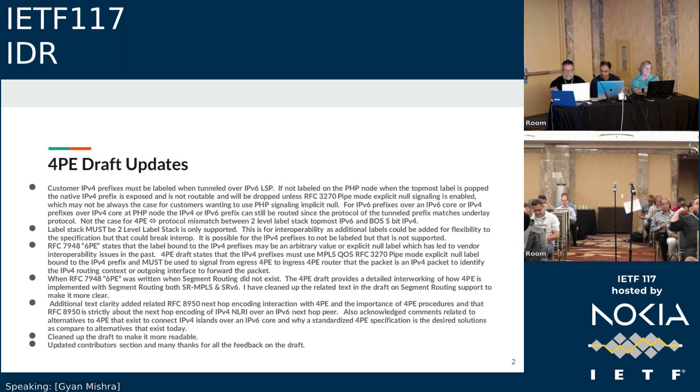The reason for that is it gives flexibility to have the service label be either labeled or unlabeled. Also, because we're carrying IPv4 prefixes, so IPv4 NLRI, over an IPv6 next hop using PHP mode, if explicit null wasn't a requirement, once that topmost label is popped on that PHP node, the packet would be dropped. Thus the requirement for the explicit null. There was some other cleanup that I've done in the draft, and I believe the draft is ready for adoption.